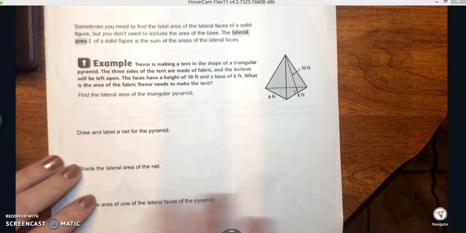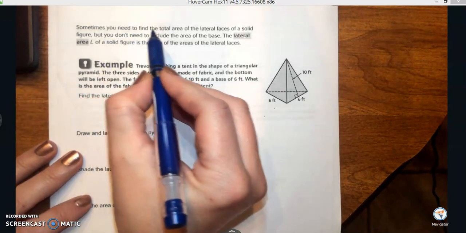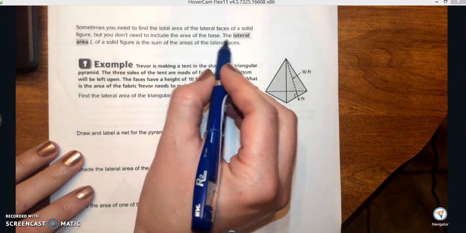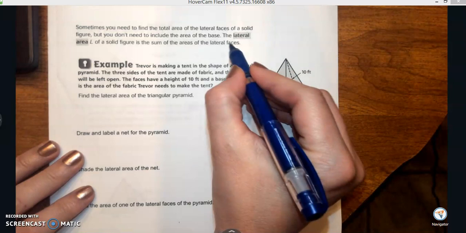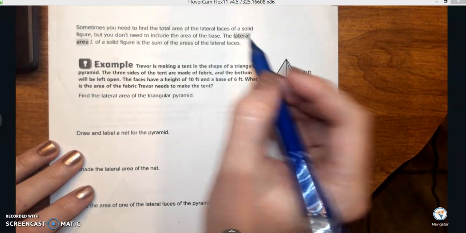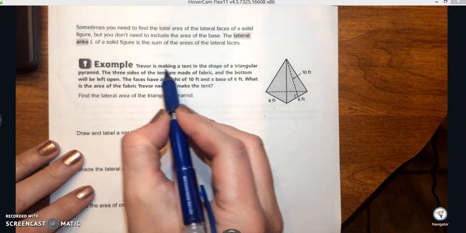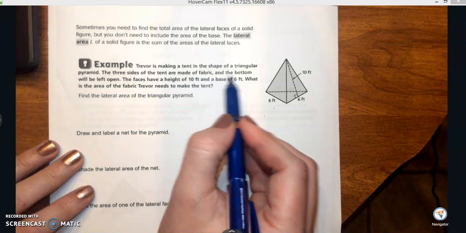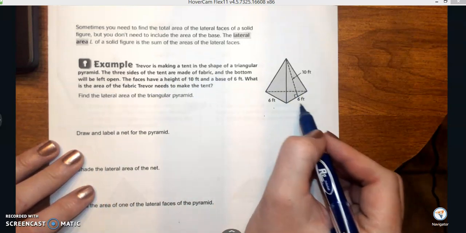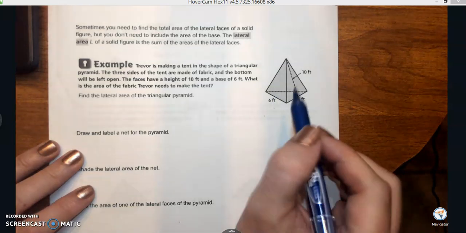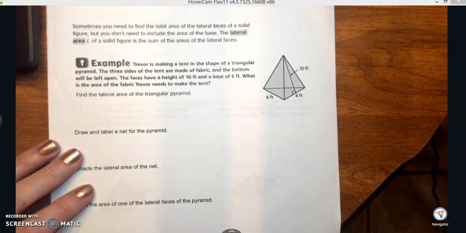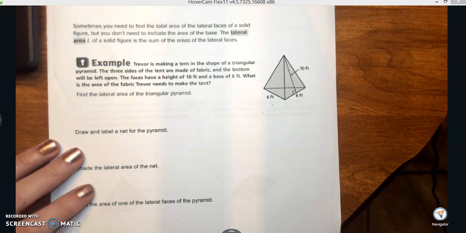Alright, the next example, well, let's look at this first. Sometimes you need to find the total area of the lateral faces of a solid figure, but you don't need to include the base. When we do that, that's called lateral area. Alright, so Trevor is making a tent in the shape of a triangular pyramid. The 3 sides of the tent are made of fabric, and the bottom will be left open. So the bottom down here is either dirt or grass. There's not going to be a cover for that. So that's not like one of these tents you get at Walmart that has the cover on the bottom. This is one he's just making out of some fabric, and he's not worrying about the bottom. It's going to be open.